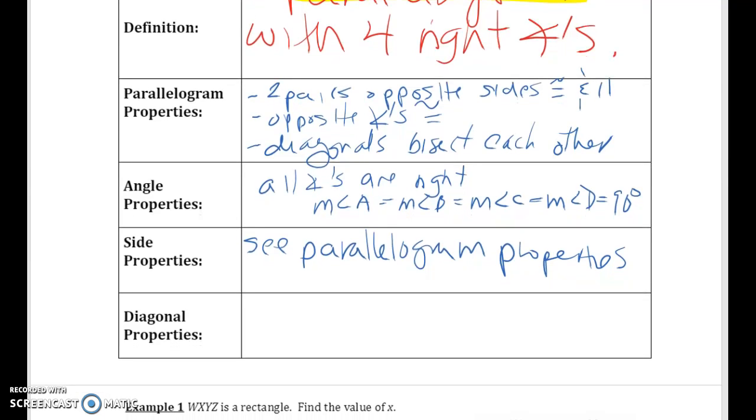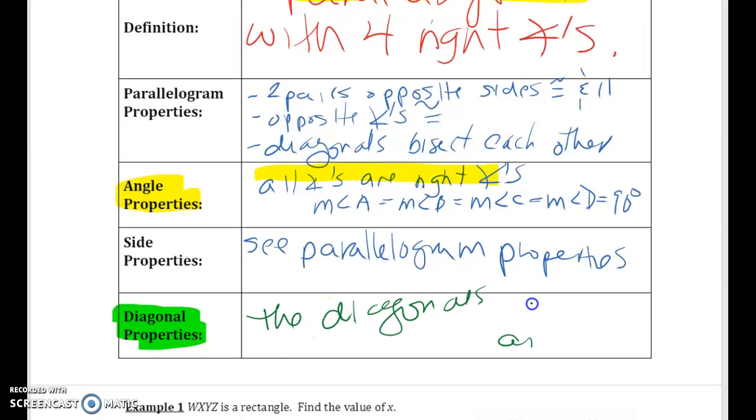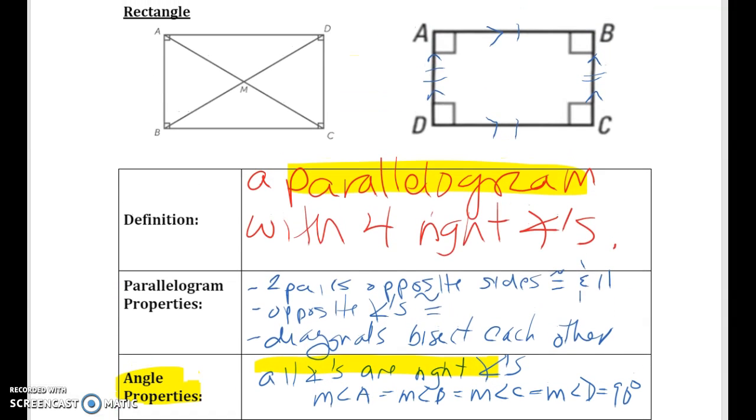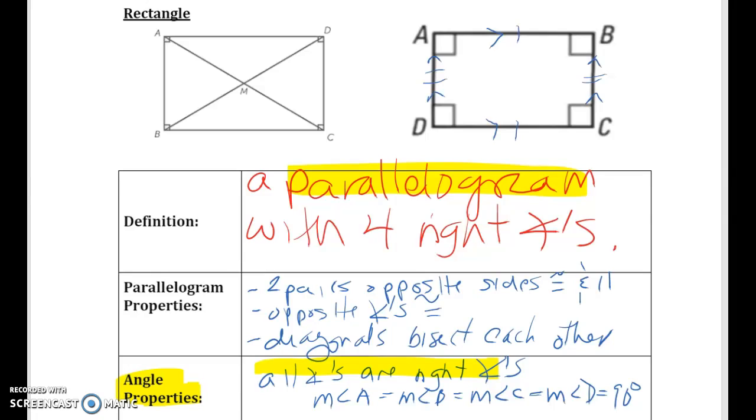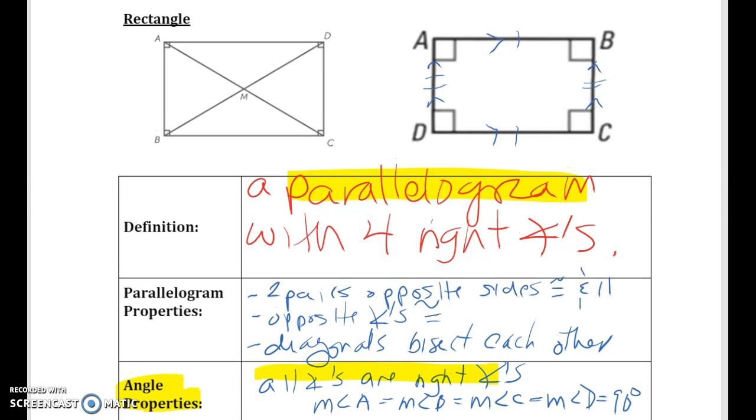So the only new properties we really have here are the angle properties, that all the angles are right angles. And the other new property that we have is the diagonal property. And what we know about the diagonals of a rectangle are that they are congruent. The diagonals are congruent. So in a parallelogram, the diagonals are not congruent necessarily. And in order for that parallelogram to become a rectangle, the diagonals will be the same.